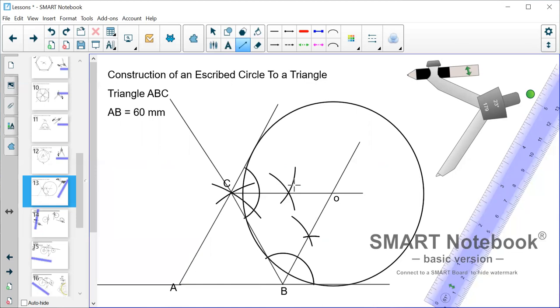So that's it for this construction. I trust that it would have helped you in completing your task.